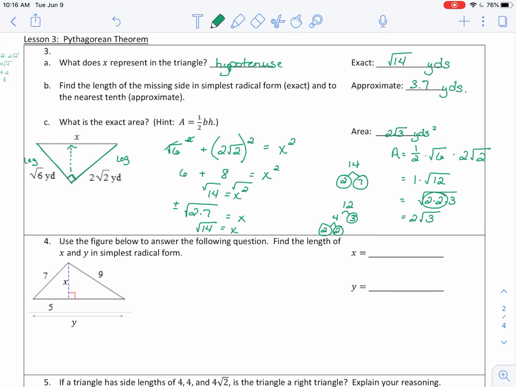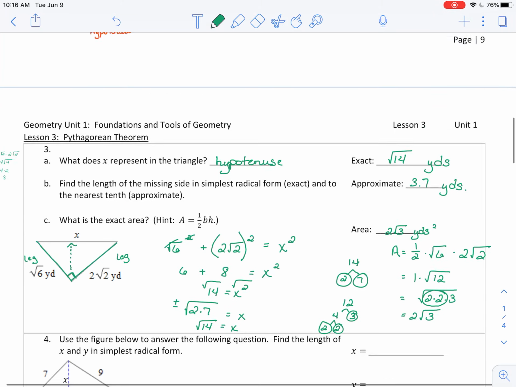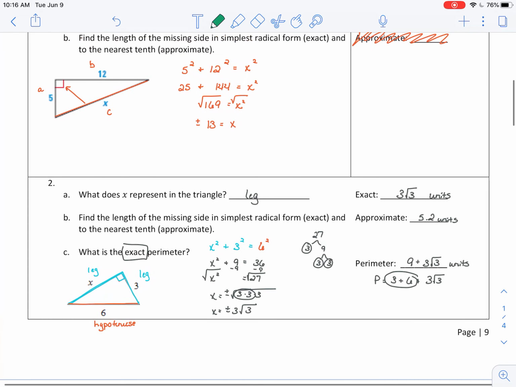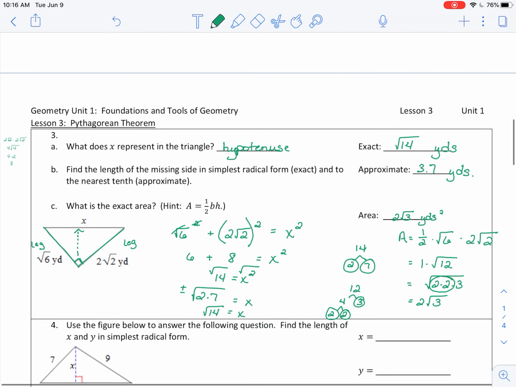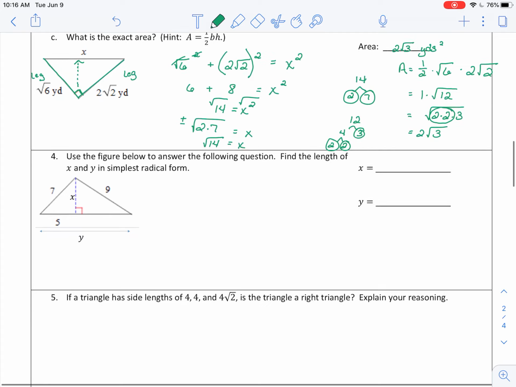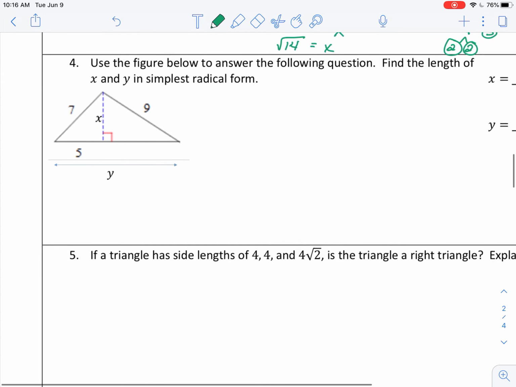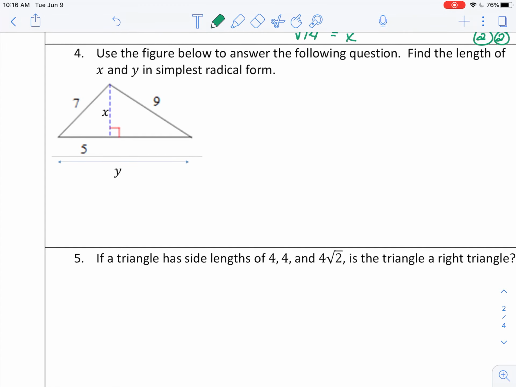So, yes, complicated with the radical, but that's kind of like the basic type of problem that we're seeing here, where you're missing some side, figure out are you missing a leg or a hypotenuse, and do the Pythagorean theorem. Number 4 is where it definitely gets more complicated.